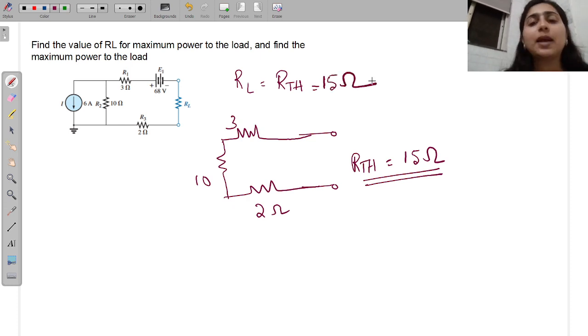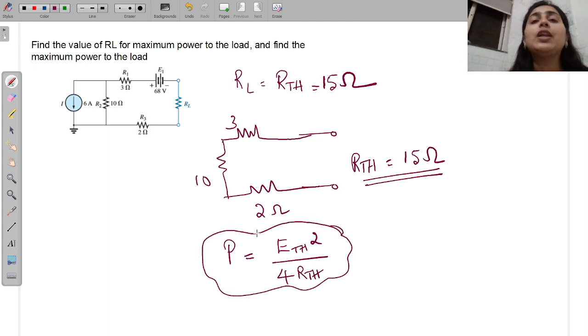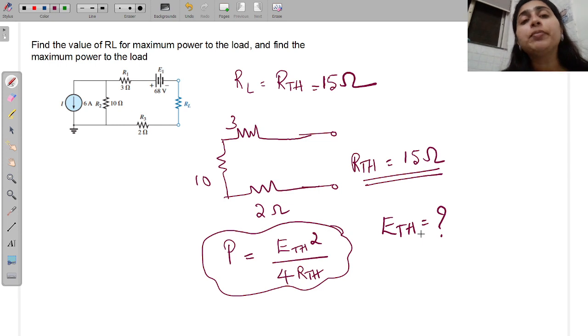Now to find the maximum power, that is equal to ETH squared divided by 4 times RTH. This is the value of the maximum power. So now to find ETH, how are you going to find the ETH value?